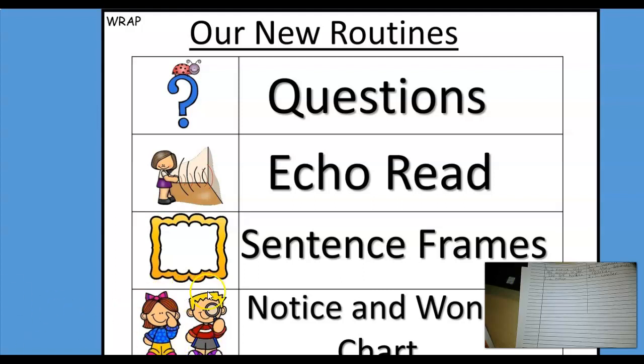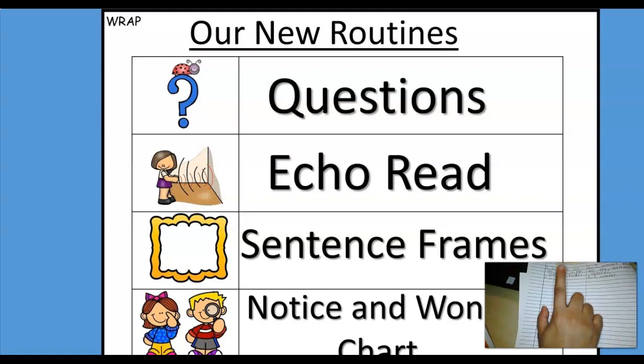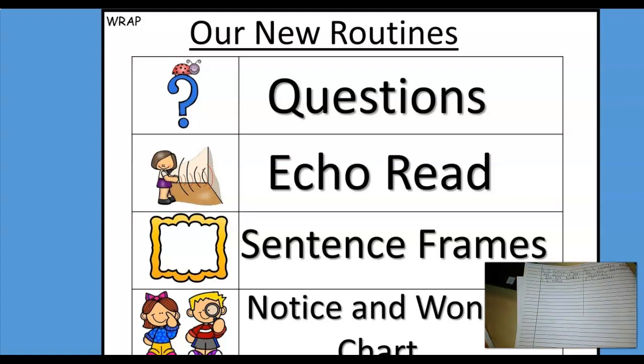This is what we learned to do today. Questions, snap, snaps. We learned to echo read, when the teacher reads and then you read, snap, snaps. We learned about sentence frames, and you're using them here in your worksheet, number 2. We learned about notice and wonder. This page is your notice and wonder chart, and you're going to be using notice and wonder charts for every new book that you read in Wit and Wisdom.